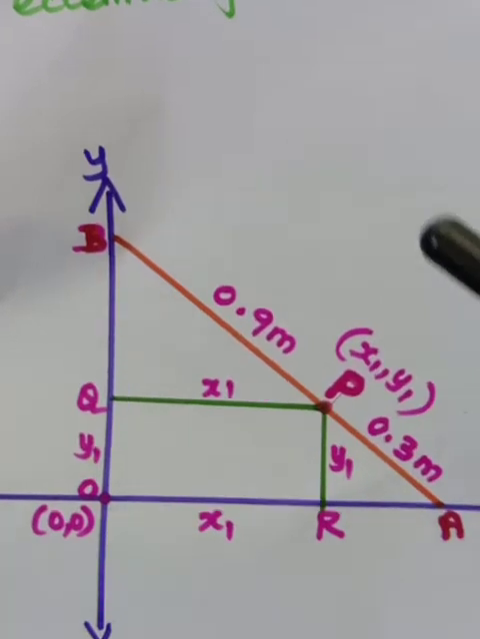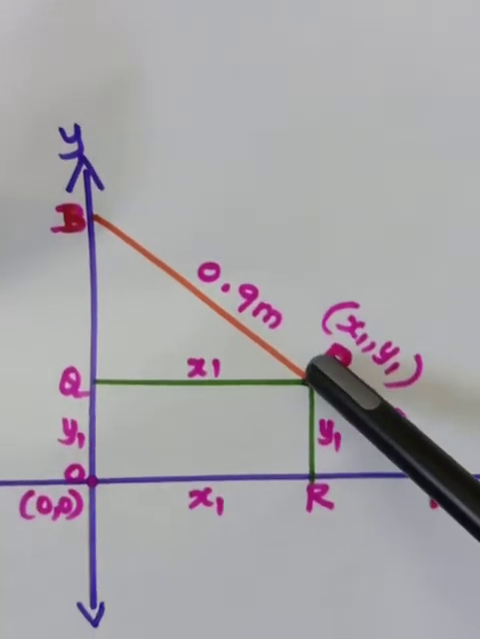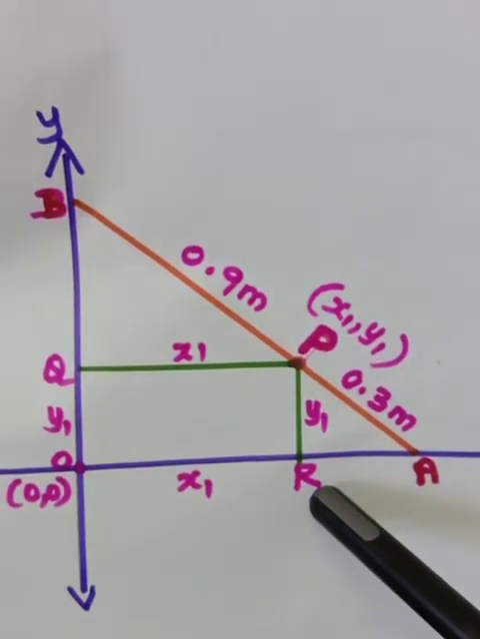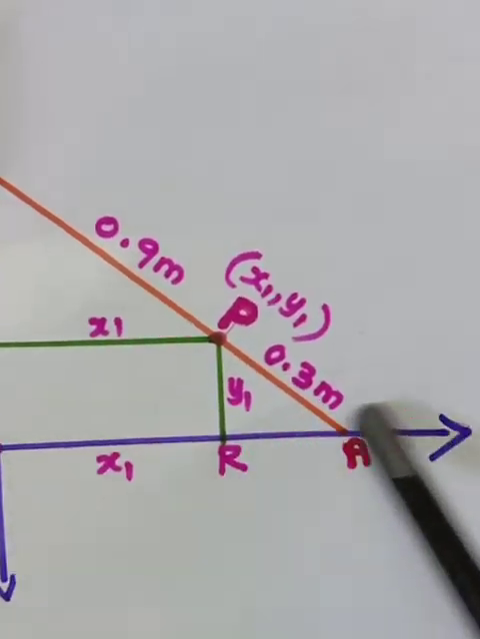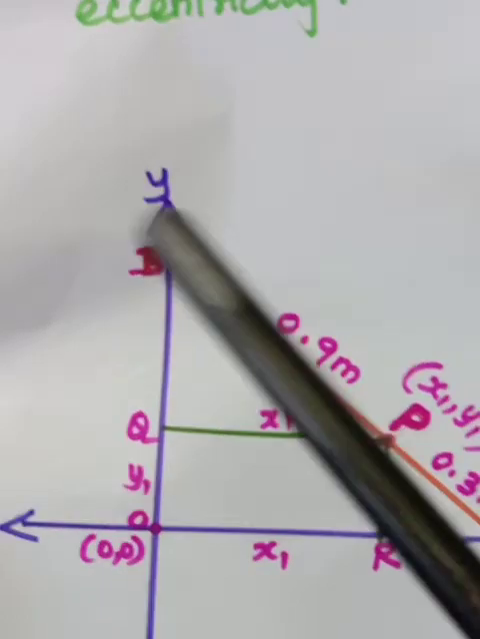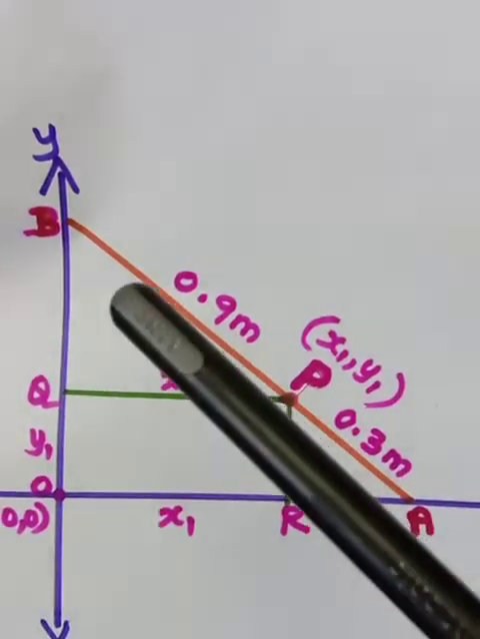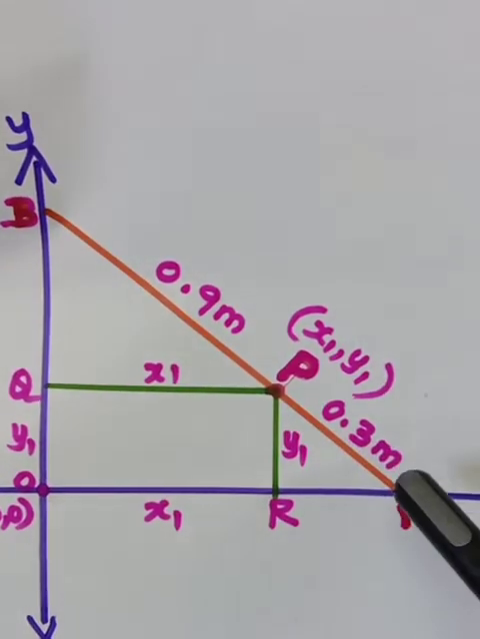Next, from this point P, we have to draw the perpendiculars PR and PQ to the x-axis as well as the y-axis. Now you are getting two triangles. What are they?